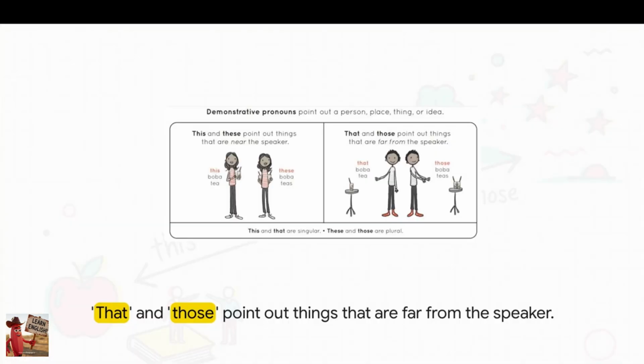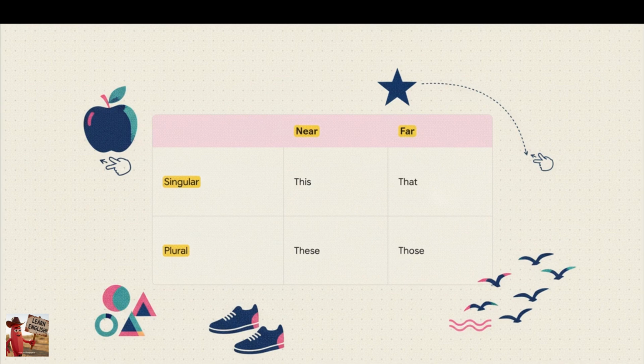Easy. Now let's push those things a little further away. If you're pointing at something across the room, you'd use that for just one, as in that boba tea over there. And if there's a whole bunch of them, it's those boba teas. So far and singular is that, far and plural is those. This little grid right here is basically the entire decision-making process. Every single time you use one of these words, your brain is unconsciously asking those 2 questions. Is it near or far? Is it singular or plural? That's the whole system, all laid out.